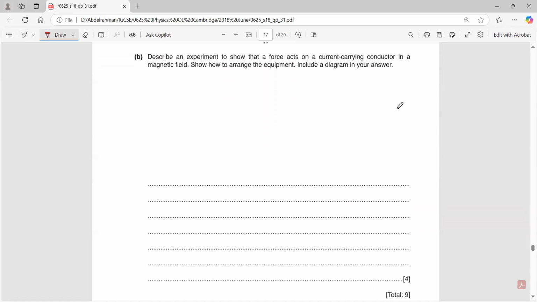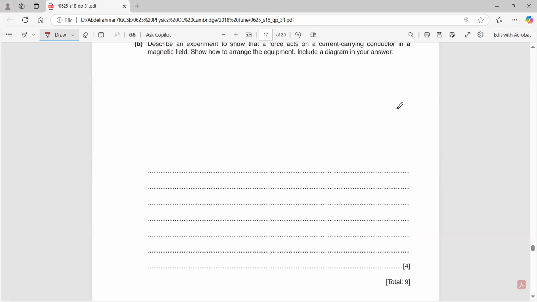Describe an experiment to show that a force acts on a current carrying conductor in a magnetic field. Look, this is a simple DC motor. You need to draw a simple DC motor. What is a simple DC motor? It's a wire between two magnets connected to a battery. The wire will move upwards or downwards.